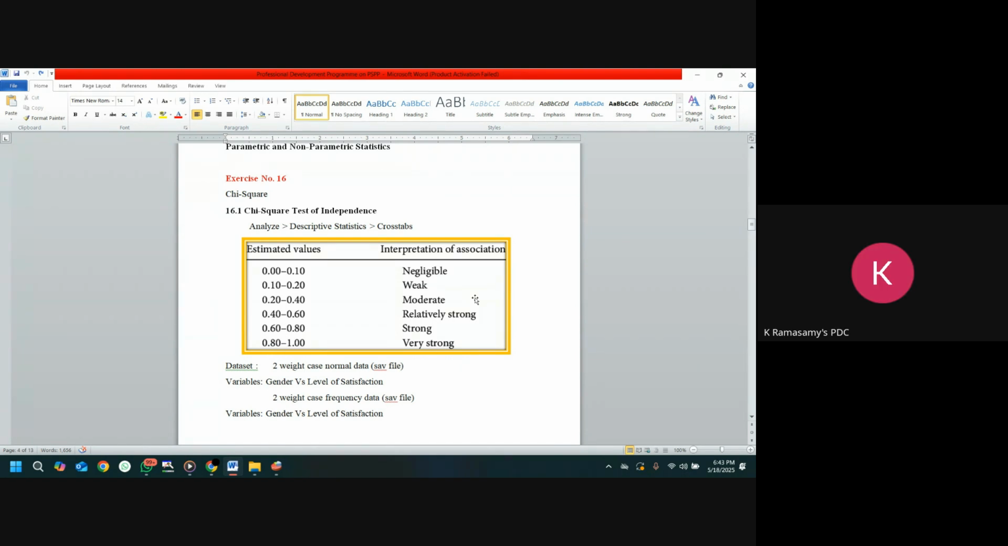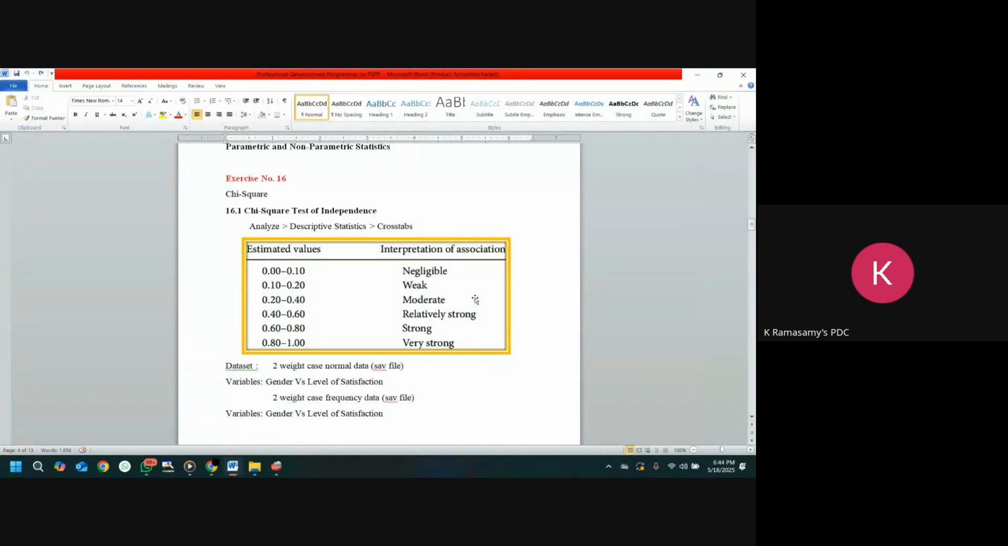Okay, so you got two data. One is ordinal data, other is nominal data. Or one is nominal data, other is also nominal data. So when you're having data nominal versus nominal or nominal versus ordinal, you go for chi-square statistical test. Chi-square tests whether there is a significant association between these two variables.